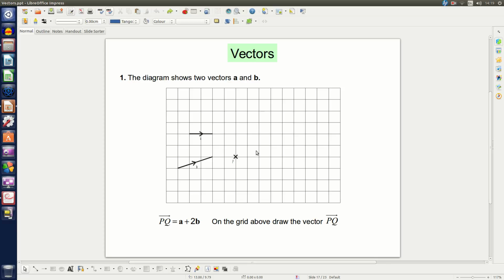Okay, hello and welcome to another presentation, this time on vectors. We're going to be going through a few exam questions just to remind you of this topic and really just jumping in at the deep end. Okay, so I've got two vectors here.